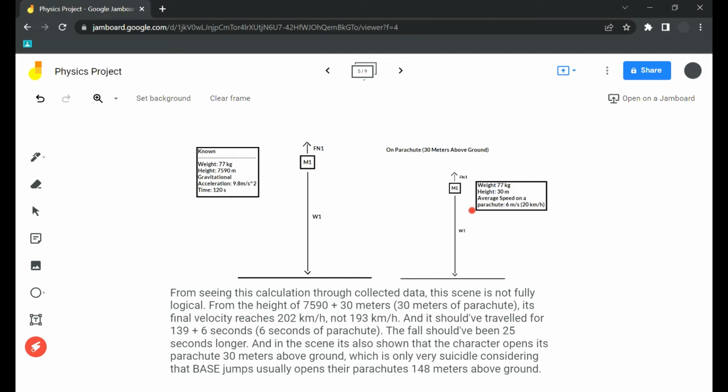From the height of 7,590 meters plus 30 meters of parachute, its final velocity reaches 202 km per hour, not 193 km per hour, and it should have traveled for 139 plus 6 seconds of parachute. The fall should have been 25 seconds longer. In this scene, the character also opens his parachute 30 meters above ground, which is very suicidal, considering that base jumpers, usually military, open their parachutes at a minimum of 148 meters above ground.